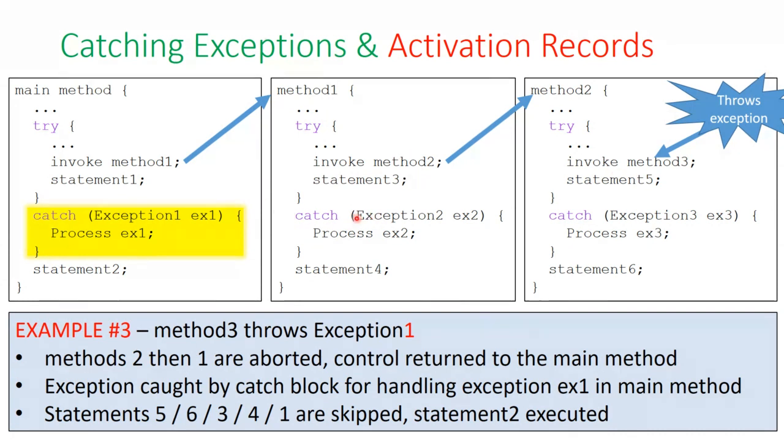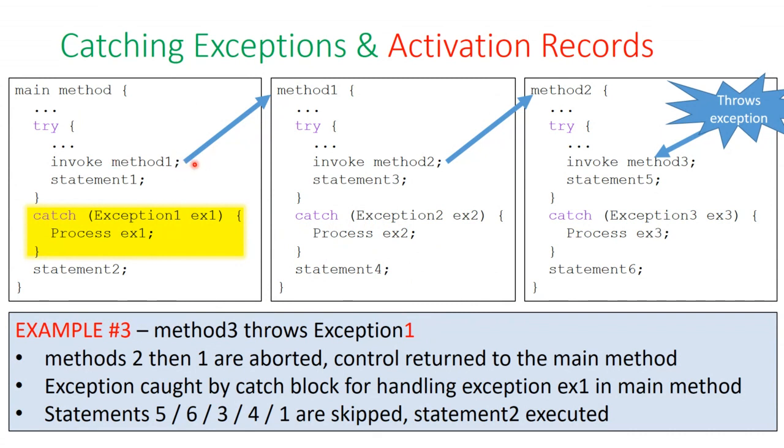I try to match my exception to the first catch block. Exception 2, but it's exception 1 that was raised. So forget it. I skip this catch block. Is there any other catch block? No. All right, so I abort the entire call to method 1. I skip statement 4, and now I return back to the main, which is where I call method 1.